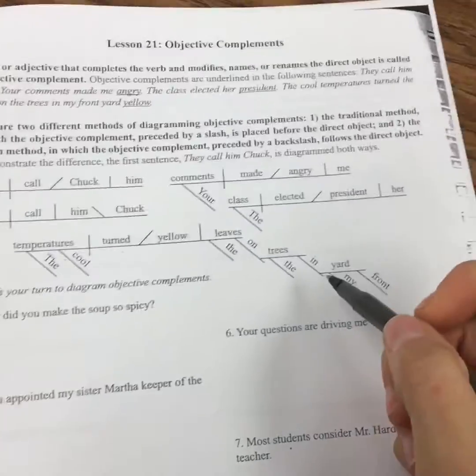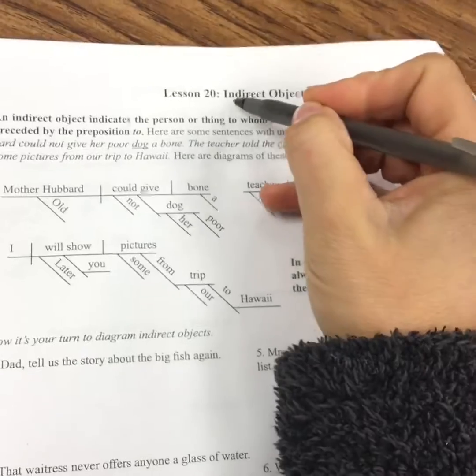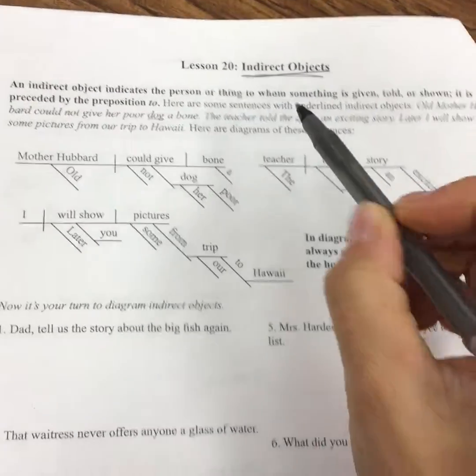This is lesson 21. I'm sorry, we're going to do lesson 20. Sorry. Lesson 20, indirect objects. This should actually be a bit of a review for us too.